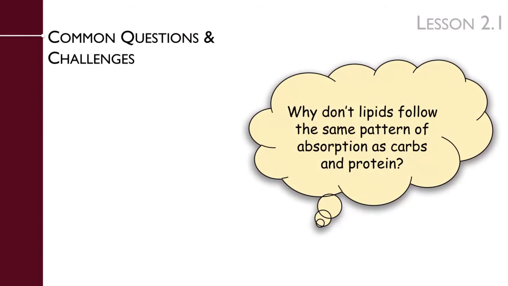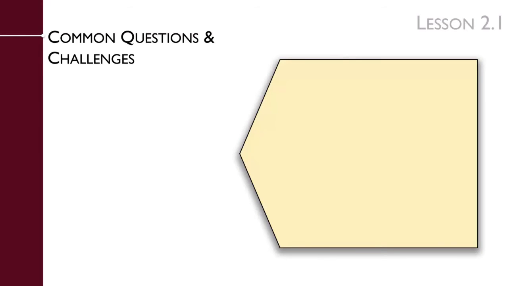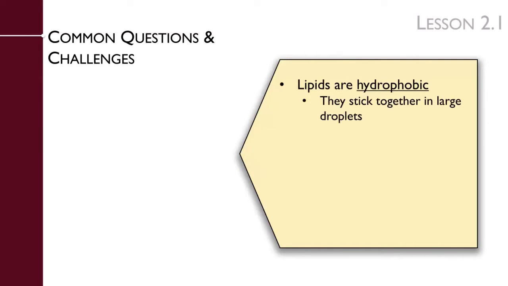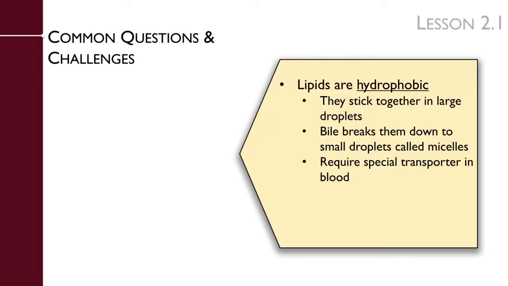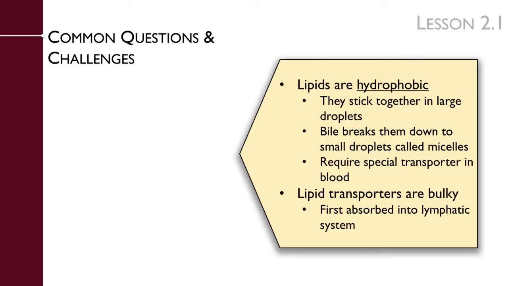Lipid digestion and absorption can be a point of confusion in this lesson, and students may ask why lipids don't follow the same pattern of absorption as carbohydrates and proteins. The reasons for this are twofold. First, because lipids are hydrophobic, they stick together in large droplets in the intestine and must be broken down using bile into smaller droplets called micelles. Their hydrophobic property also causes lipids to require transporters in the blood. Second, because of these transporters, lipids are too bulky to enter into the capillary system of the intestines. This is why they are actually first absorbed into the lymphatic system, then join the bloodstream later.